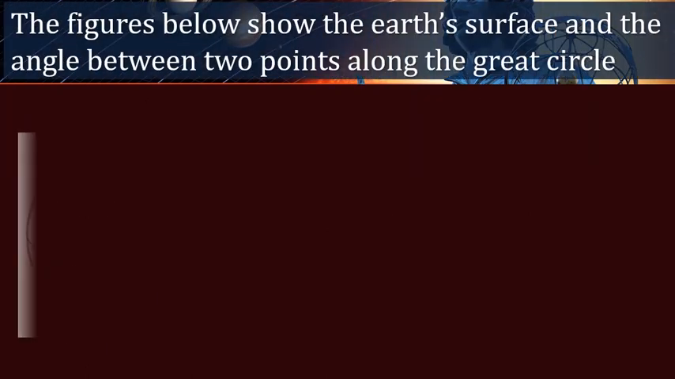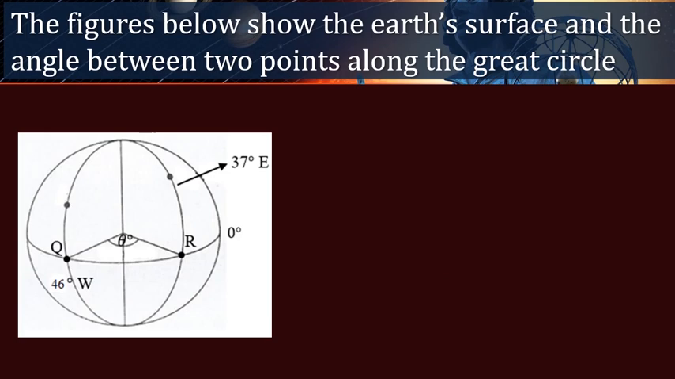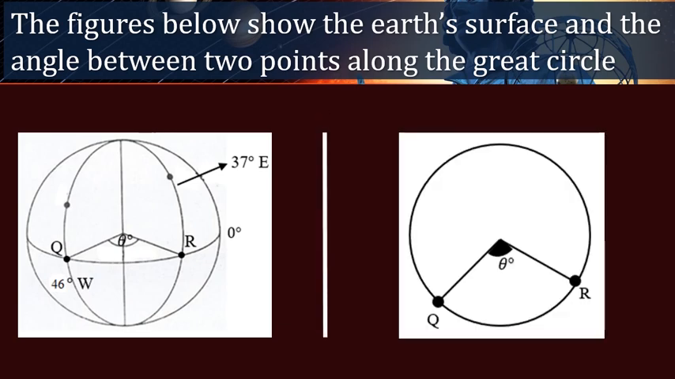We have Q and R and the angle which is made by those 2 points. You can see QR, when you are using circle properties, is an arc. And you know how to find an arc. So this arc QR is along a latitude which is 0 degrees. That is the equator, which is the only great circle among the latitudes. Now here's a cross-section of this point.